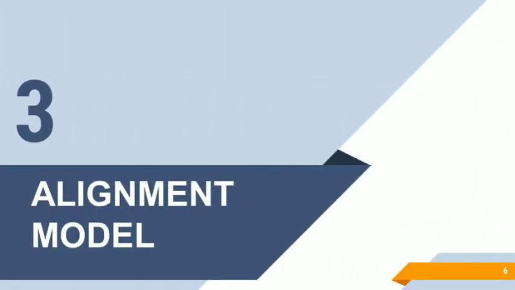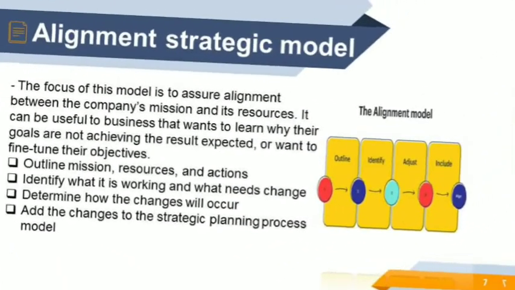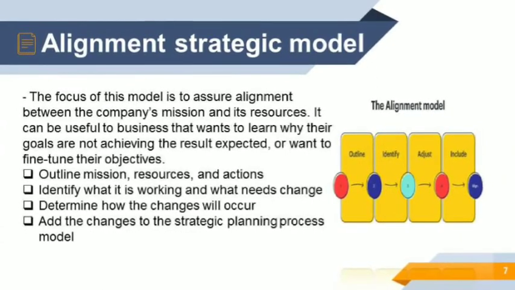Third is the alignment model. Alignment strategic model. The focus of this model is to assure alignment between the company's mission and its resources. It can be useful to businesses that want to learn why their goals are not achieving the expected result or want to tune their objectives. So in this model, they need to have an alignment with the mission and vision of the company because we cannot start a project without knowing what would be the outcome or what would be the mission of it.